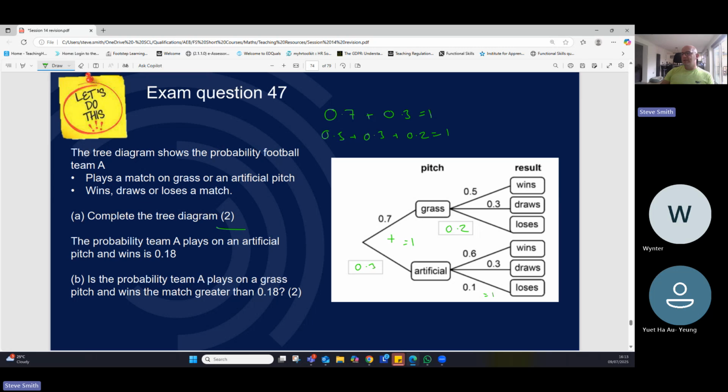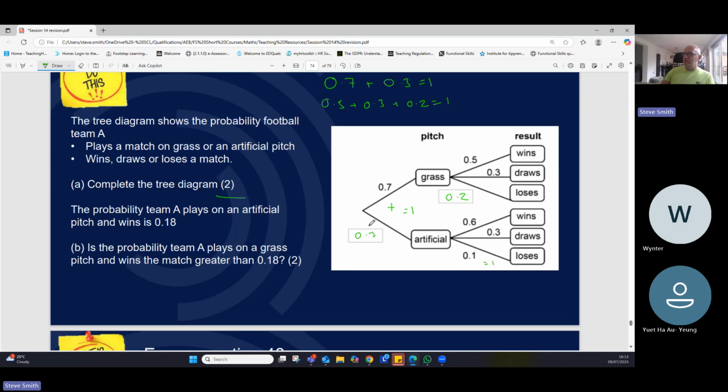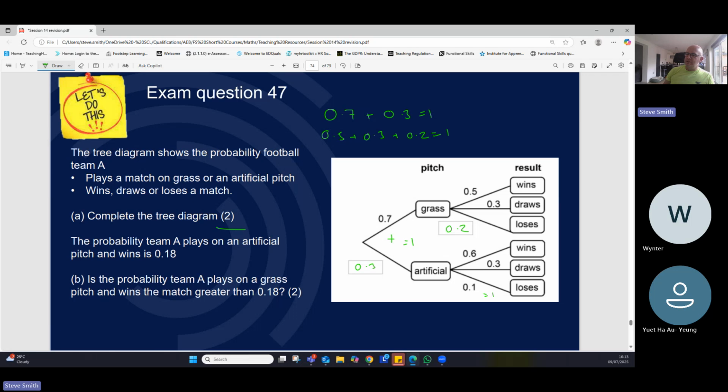The probability that team A plays on an artificial pitch, I was going to scroll down, I don't know why, is 0.18. Why? Well, when we're doing outcome 1, so outcome 1 is he plays on an artificial pitch, so that's 0.3.